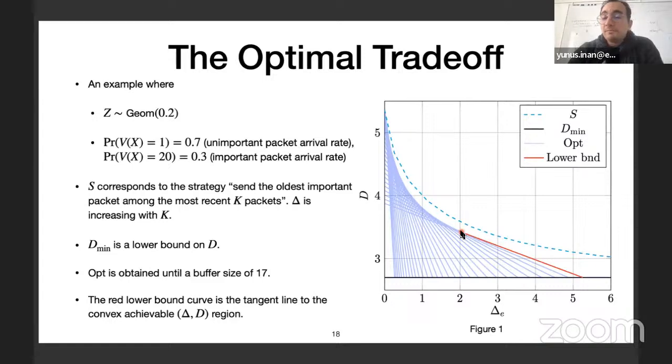Furthermore, we compared with a very simple ad hoc strategy, which we call S. This S corresponds to the strategy: send the oldest important packet among the most recent K ones. Intuitively, when K increases, the sender is able to choose important data from further in the past, right? So the age grows. The age delta is increasing with K, and when we vary K, we obtain this curve.